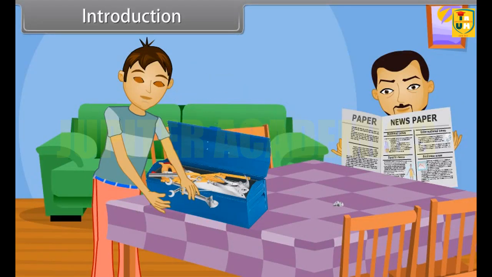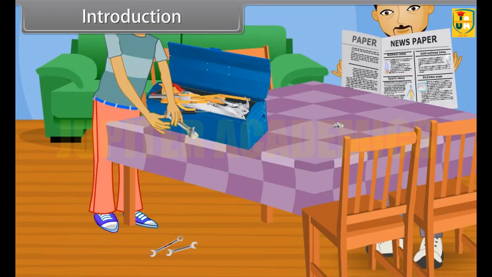Introduction. Vishal is searching for a specific tool from the toolkit. Then suddenly, two steel keys fall down from the table. The keys strike each other and scratches are made on their surface.